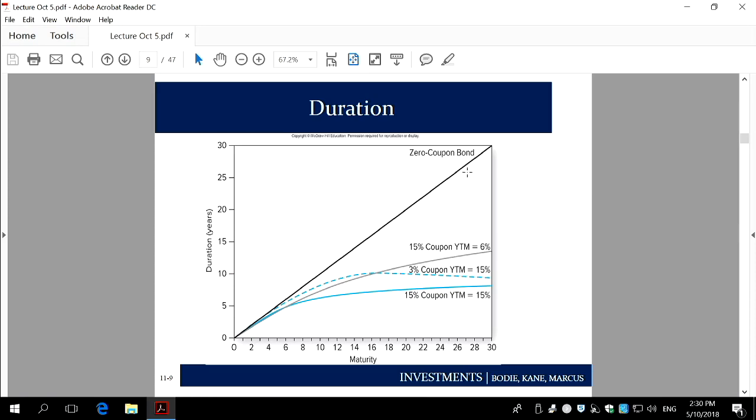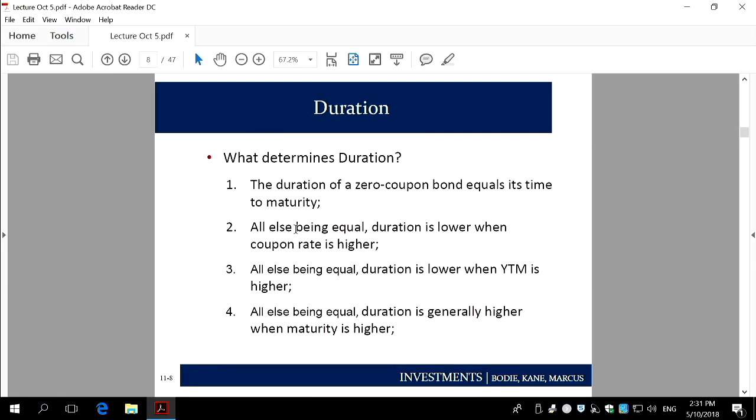So the duration depends, first of all, on the coupon rate, right? If the maturity is the same, a 0 coupon rate always has the highest possible duration. The vertical axis is duration, the horizontal axis is maturity. So a 0 coupon bond has the highest possible duration. If your coupon rate is higher, duration is lower. That is our first rule.